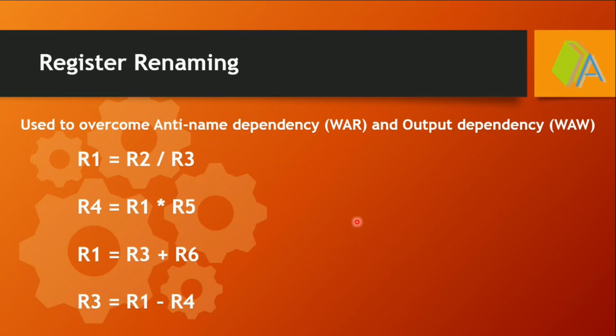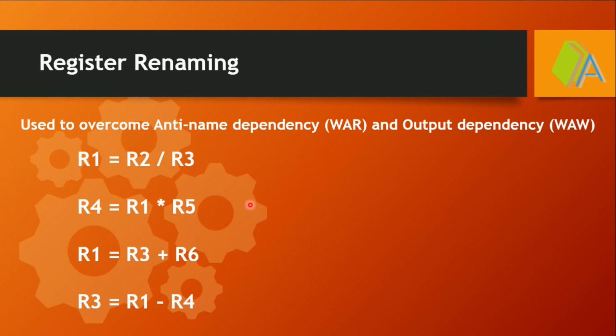So while doing loop unrolling or scheduling, we need to overcome anti-name dependency as well as output name dependency by register renaming. By doing register renaming, we can't overcome a true dependency. We are able to overcome only anti-name dependency as well as output dependency.